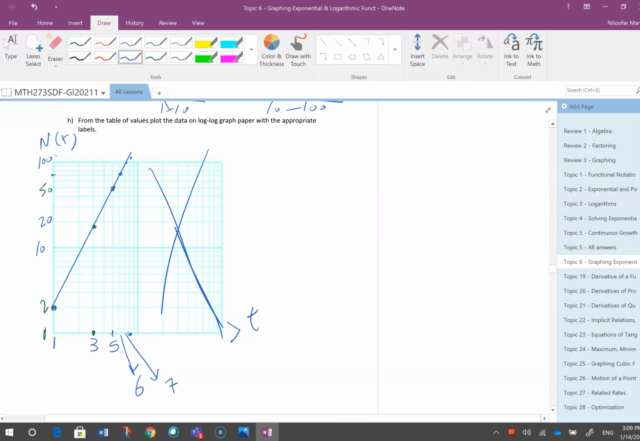Or if I say, how about for 2? I can find the answer. This is 2. I go here, 2 here. Look at this. I say 2, and then I see here, which is 8, for example.